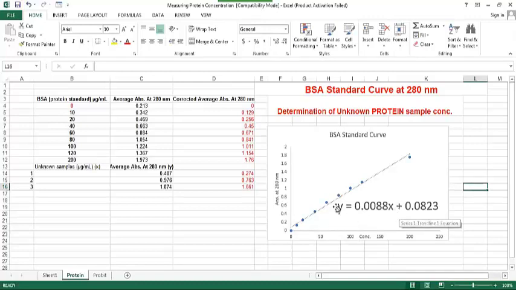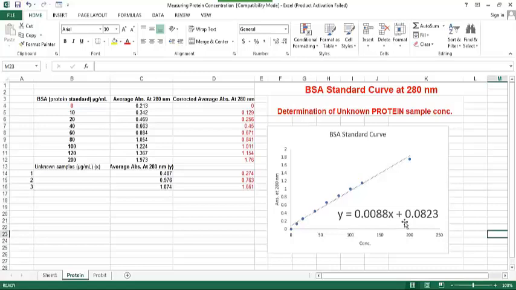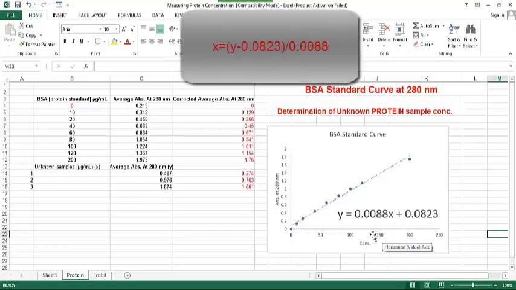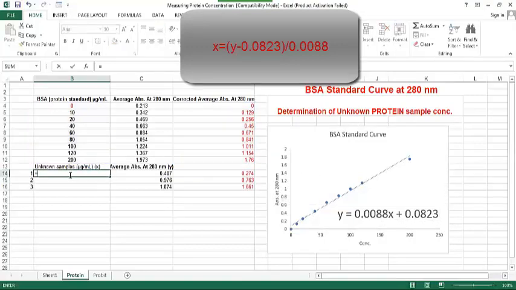But how? Y is the absorbance, the value of the y-axis, and x is the concentration, the value of the x-axis. Okay. So how can you calculate x from this equation? So easy. X is equal to y minus this value. This is the slope of this equation. This is the intercept, the y-intercept of this equation, c, divided by the slope, this value. So just calculate like this.